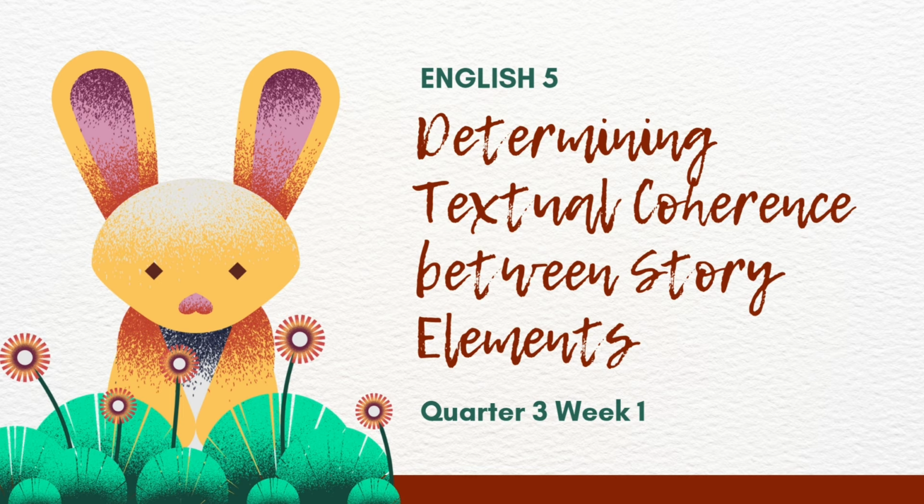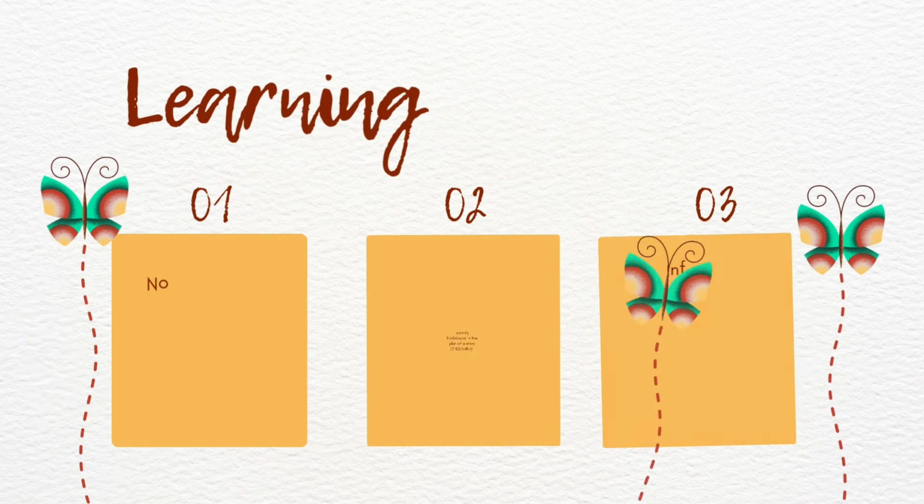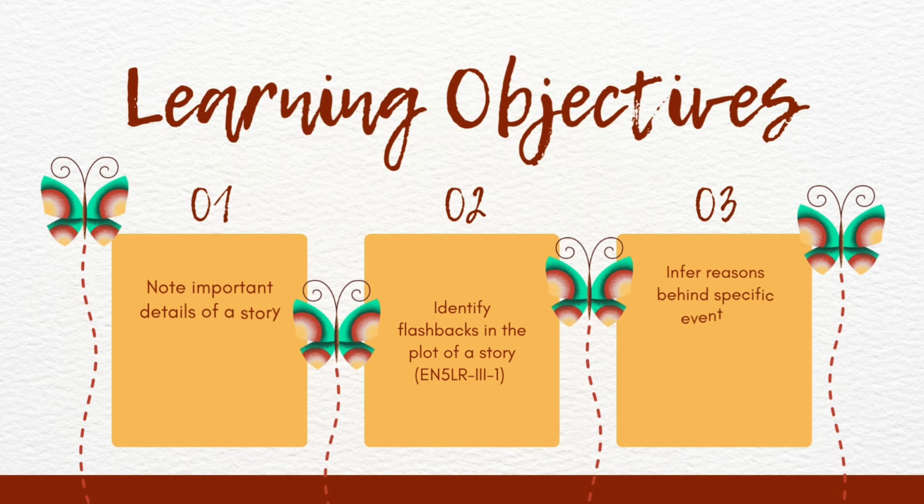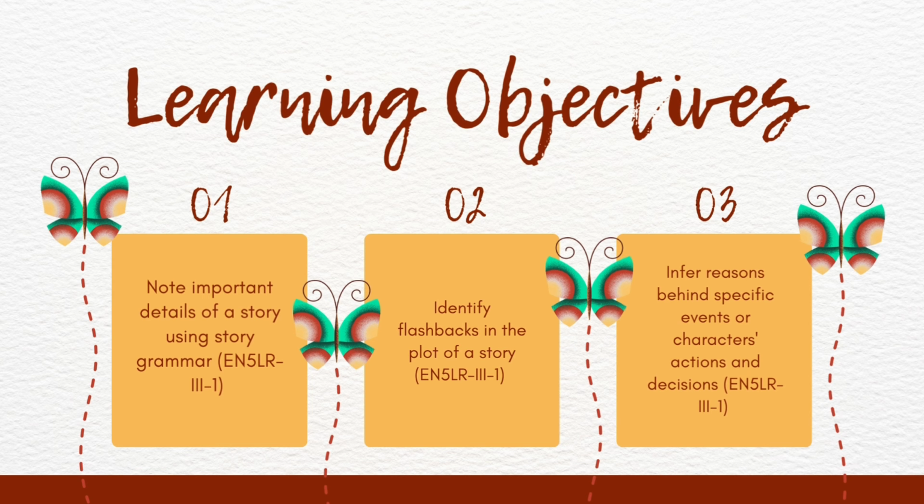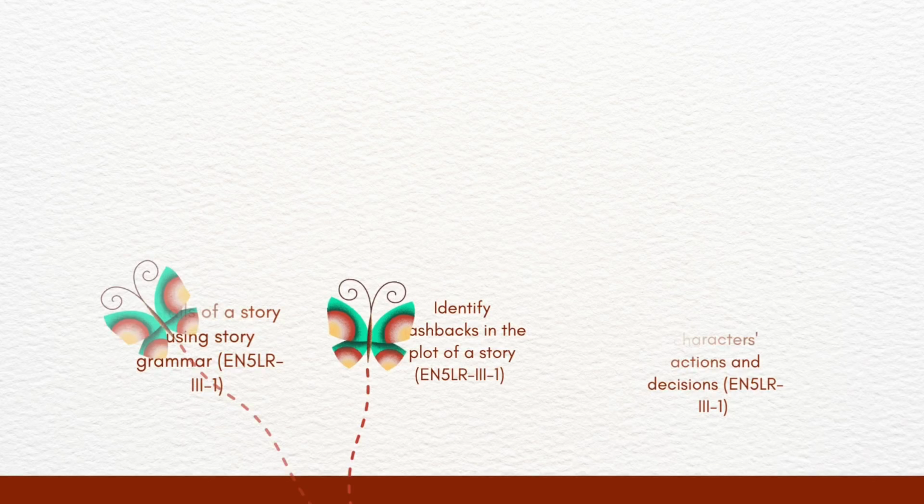So, welcome to our new episode of our lessons for English 5. We are now at quarter 3 and we are starting with week 1. For this week, we're going to discuss determining textual coherence between story elements. And we have here our learning objectives. Note important details of a story using a story grammar. Identify flashbacks in the plot of a story and infer reasons behind specific events or characters' actions and decisions.